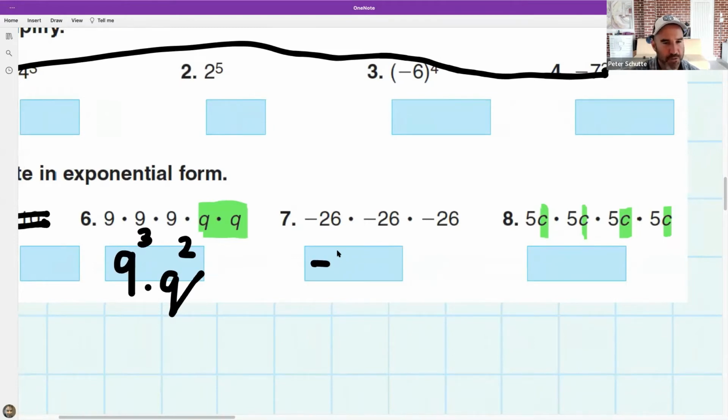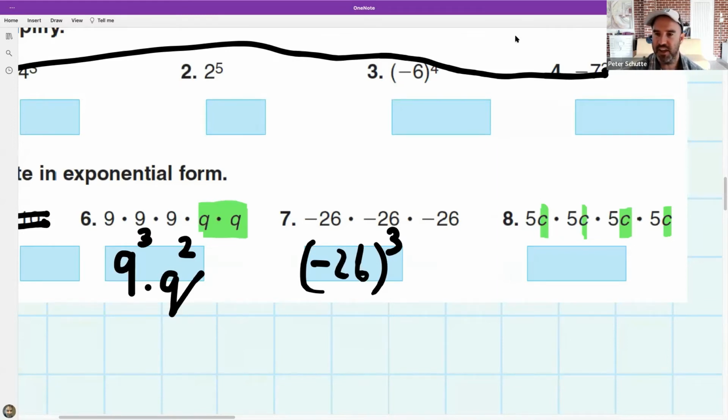Okay. Be careful, Charity. You're almost right. There's only one little thing I would do differently. I would put a bracket around your minus 26. And I'll explain why in a moment. So for number 7, if you look at this, what is being repeated? Minus 26 is being repeated. And so I'm going to put a bracket around minus 26. And how many times is it being repeated? It's being repeated 3 times. So this will be written minus 26 to the power of 3. So that's a slight difference.